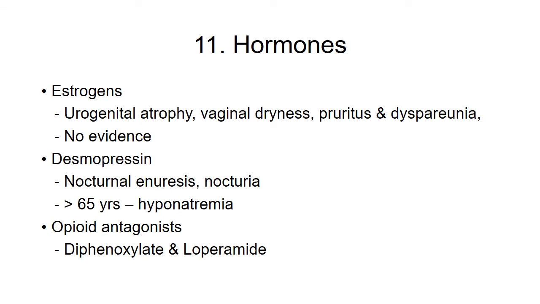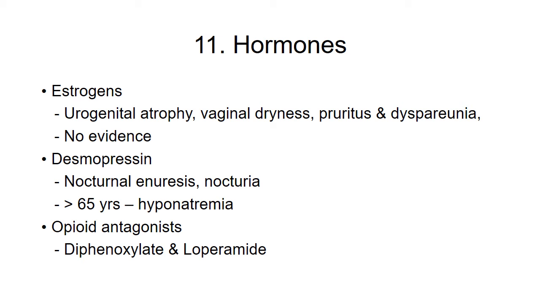Now, moving to hormones, we can see that for estrogen there is no evidence in lower urinary tract dysfunction, but it is seen that it has some use in urogenital atrophy, vaginal dryness, etc. Then comes desmopressin. It is useful in nocturnal enuresis in children and nocturia in adults. In old age people, it may produce hyponatremia.